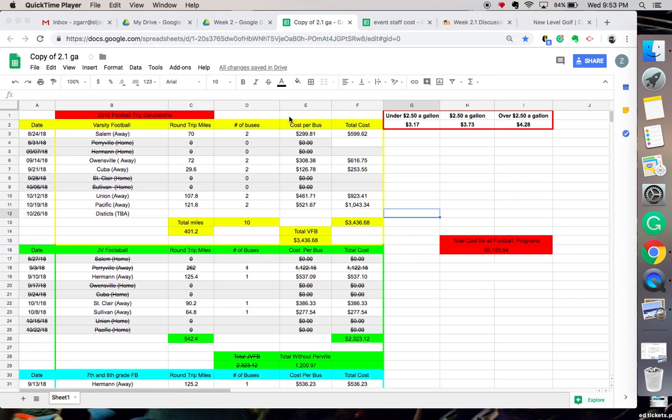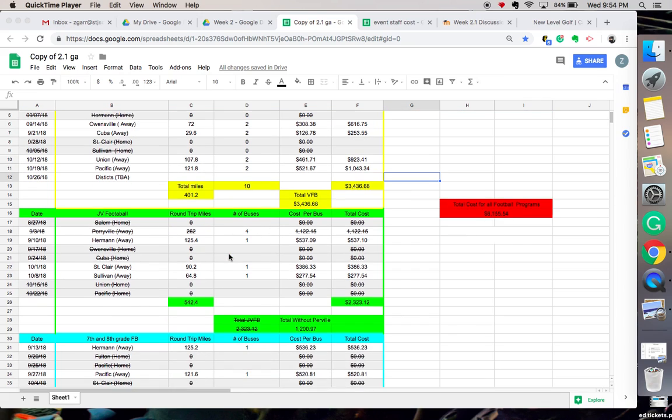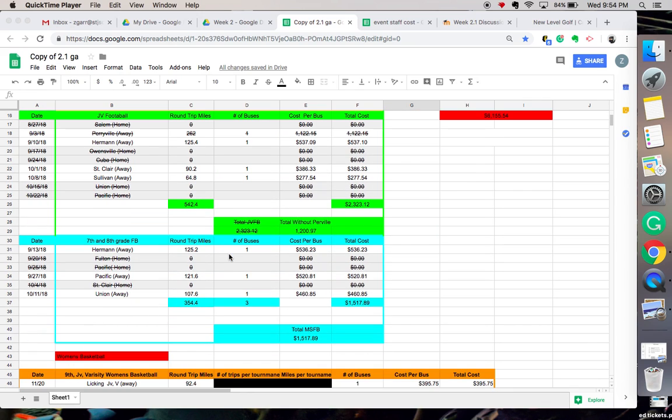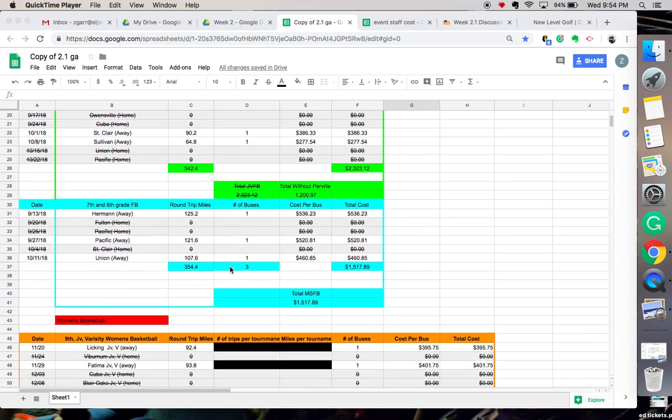For my trip calculations, I decided to do the St. James R1 school district's football programs: their varsity football in yellow, JV football in green, and middle school football, which is 7th, 8th grade, in light blue.